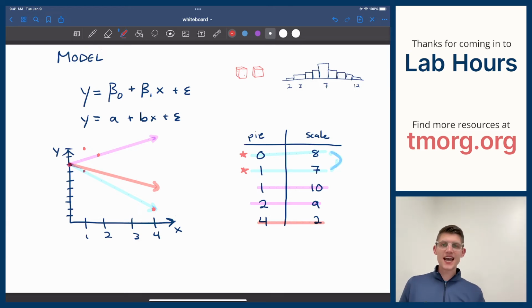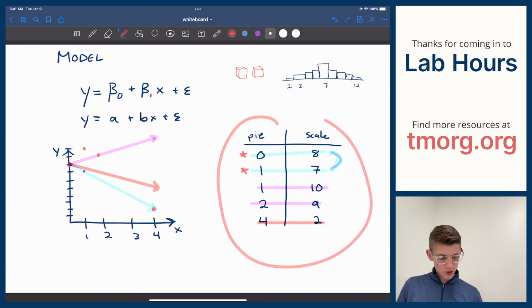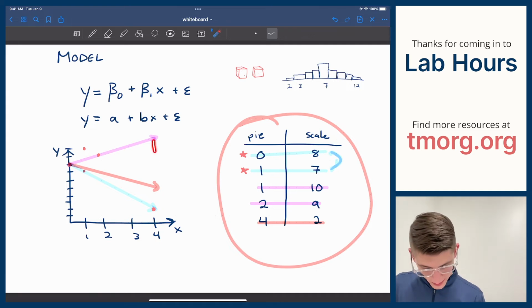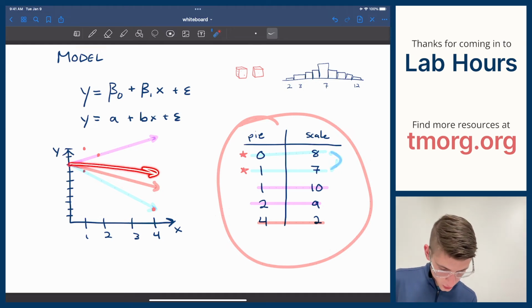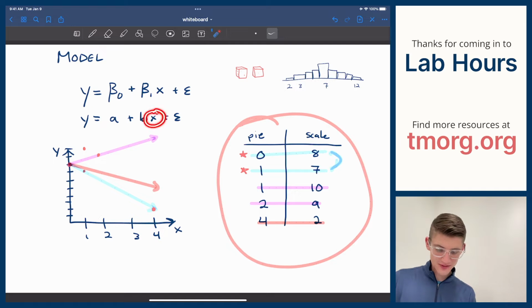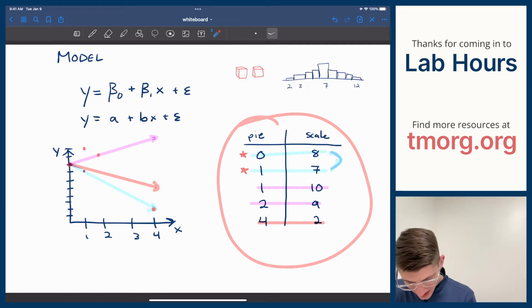Hopefully you can tell that as we continue adding more and more people to this pie and scale data set, this line will keep jumping around, but eventually as we get enough people, it's going to come down to some true line that will represent the relationship of adding another slice of pie and how much you enjoyed the party, right?